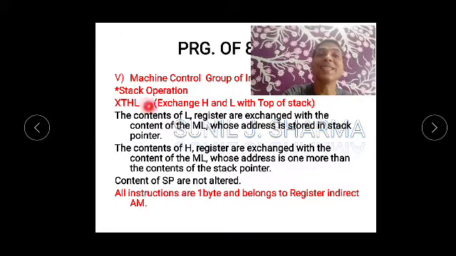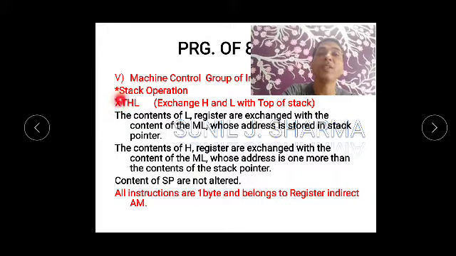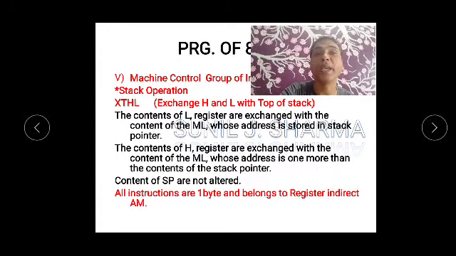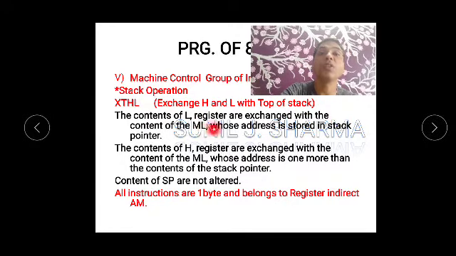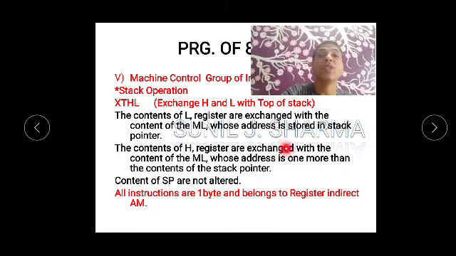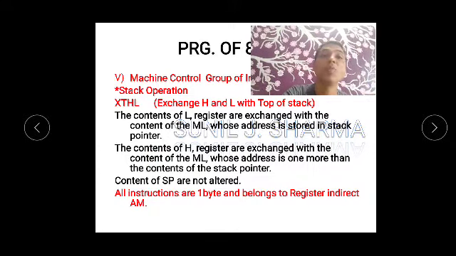We have XTHL. Whenever the X word comes at the end, that means you have to use a pair, and whenever the X comes at the start, that means exchange will take place. Exchange HL with top of stack. The contents of the L register are exchanged with the contents of the memory location whose address is stored in the stack pointer. The contents of the H register are exchanged with the contents of the memory location whose address is 1 more than the contents of the stack pointer.